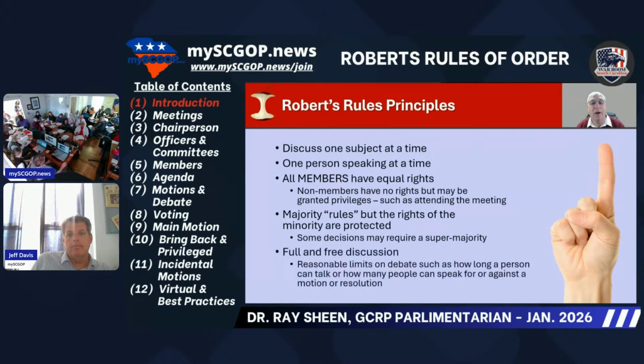Finally, Robert's rules promote full and free discussion of every proposal or motion. That does not mean a person can filibuster. The chairman or the body can put limits on the remarks, but those limits apply equally to everyone. Also, the chairman should be encouraging debate by alternating the speakers between one who is supporting the motion and one who is opposed to the motion.